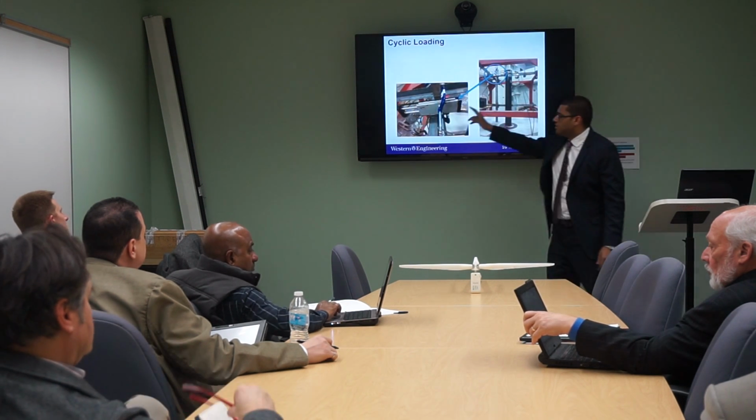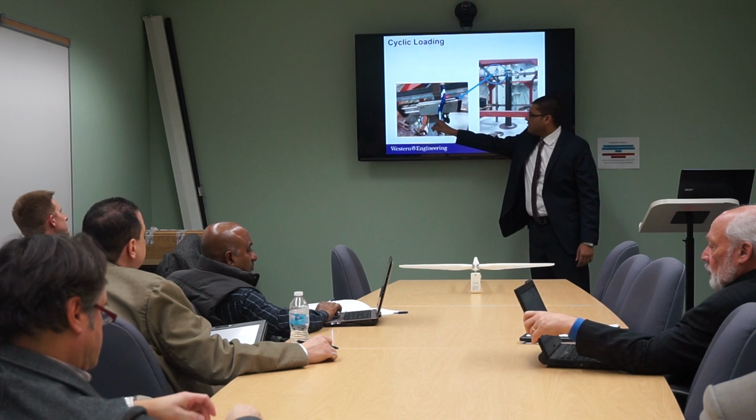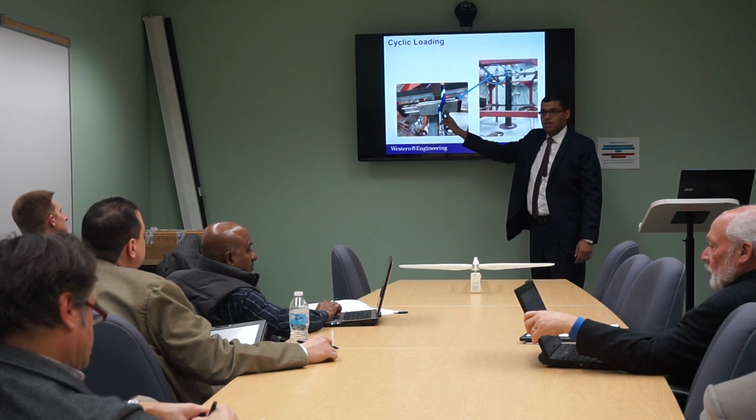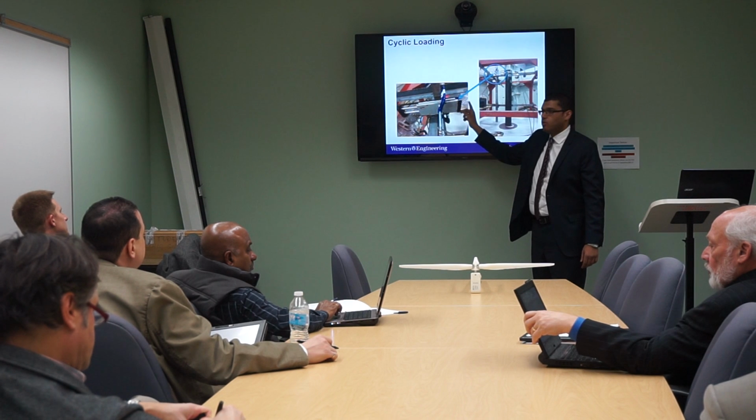So as we can see here, this is the actuator here, and this is the air pressure. By knowing the air pressure and the area of the piston, I'll be able to know the required load here.